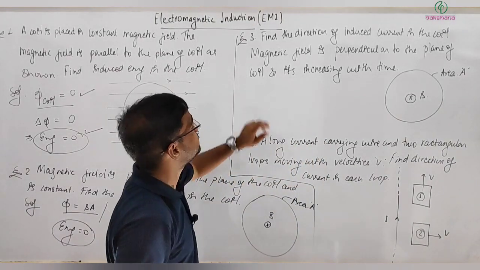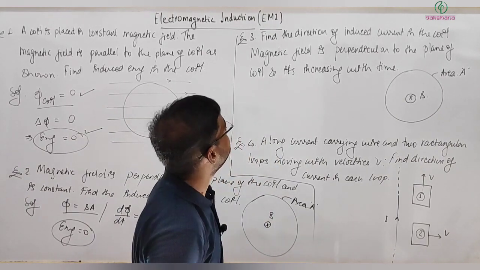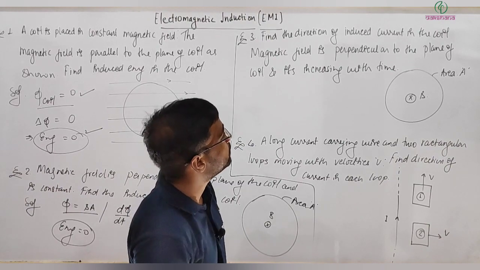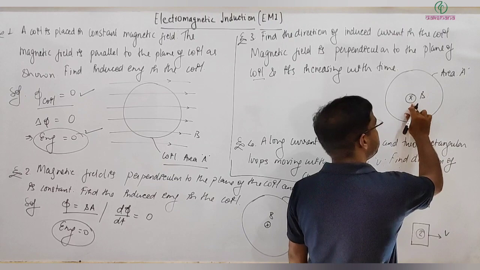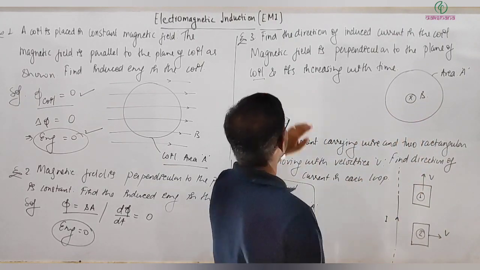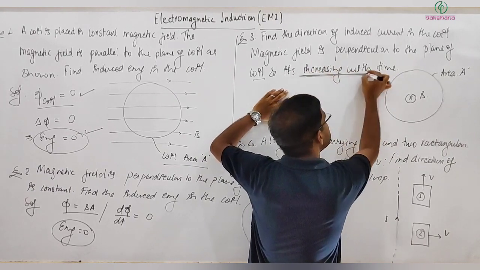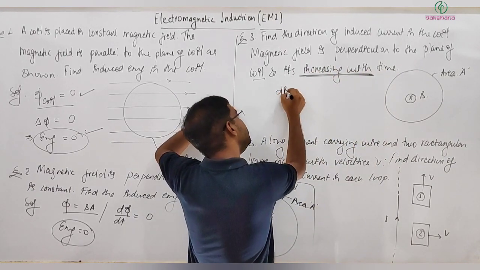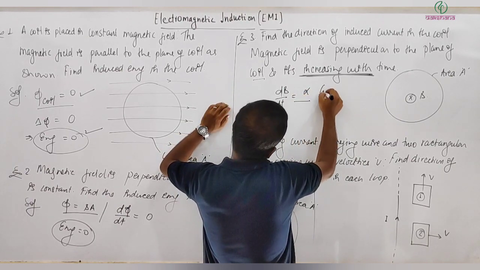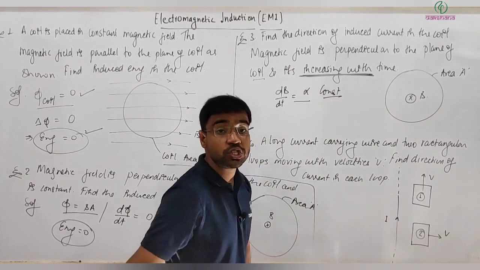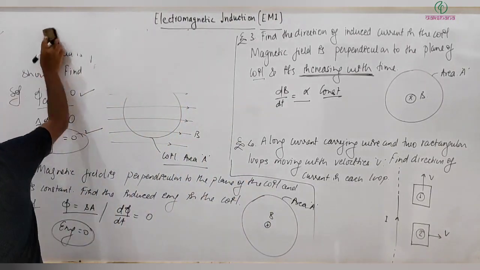And let's see next. Find the direction of induced current in the coil. The magnetic field is perpendicular to the plane of the coil. So here B is the magnetic field, it's perpendicular to the plane of the coil, and it's increasing with time. So you can see B is increasing, meaning dB by dt is some constant, let's say alpha. So B here is not constant, B is changing, the magnetic field is increasing.